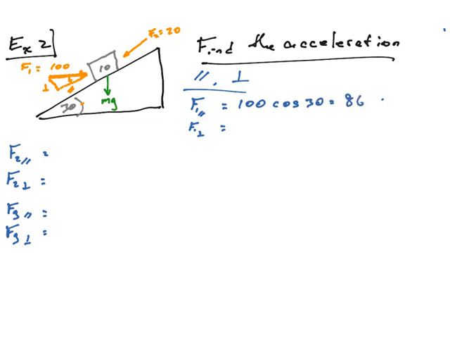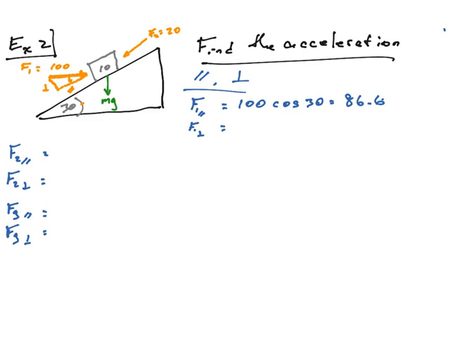So it's going to be 86.6. Is this positive or is this negative? Well, I need to choose two directions: a parallel direction, which is positive, and a perpendicular direction, which is positive.